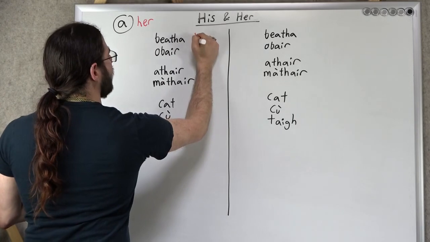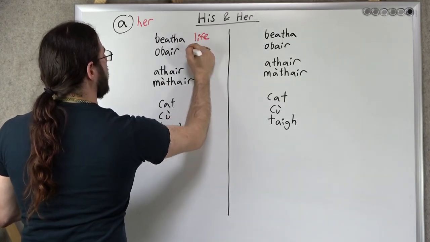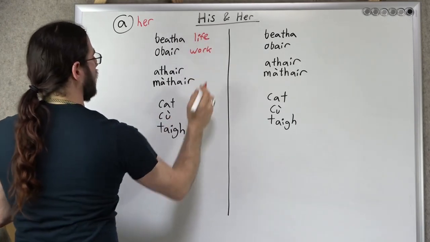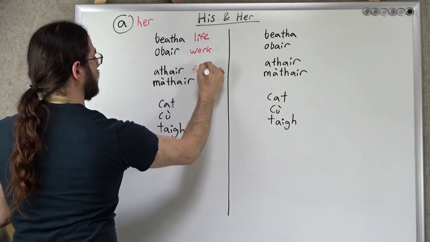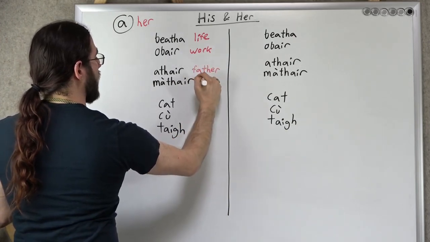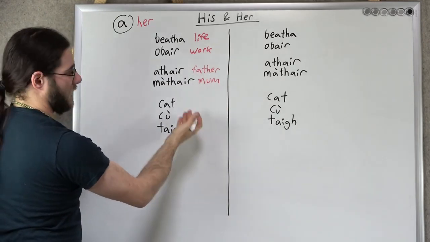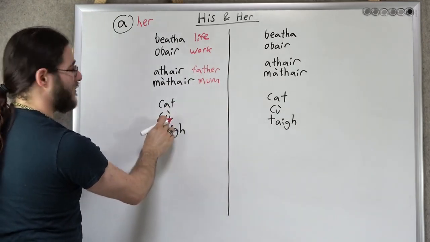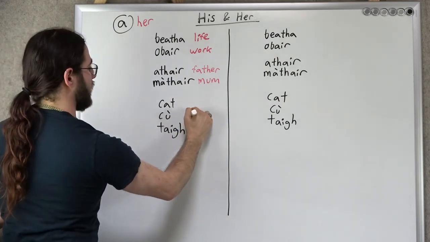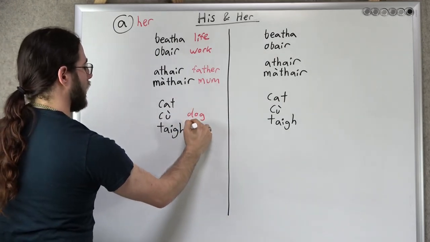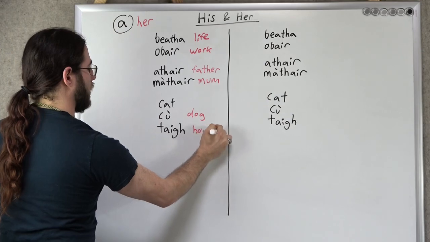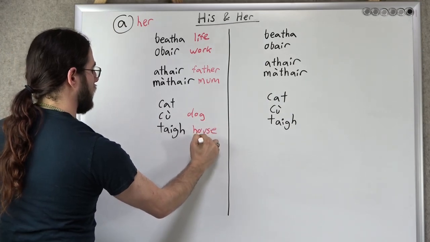Beha is life. Opad is work. Ahar, father. Maher, mother. Cat, just kacht, it's cat. Ku, dog. Shine, te, house. And because we always need a picture.